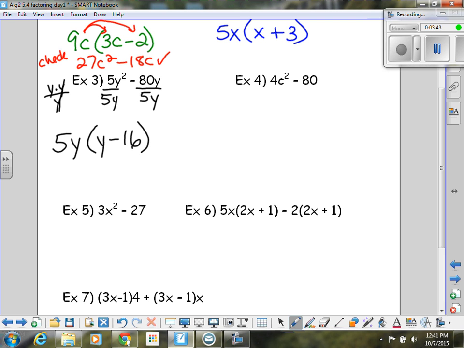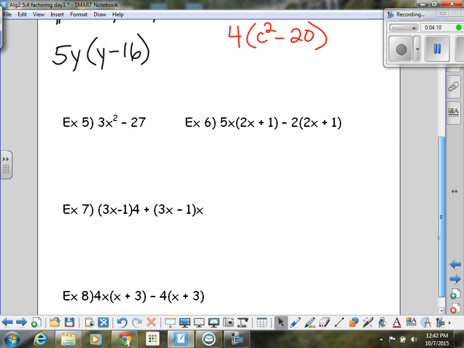And then on this one, example 4, I'm going to divide both of these by 4. Now notice this one does not have a c in both terms. This has a c squared, but 80 does not have a c. So I can't divide by c. I'm only dividing by 4. So 4 divided by 4, that cancels, just 1, c squared. And then 80 divided by 4 gives me 20, or minus 20. So that's doing the greatest common factor.